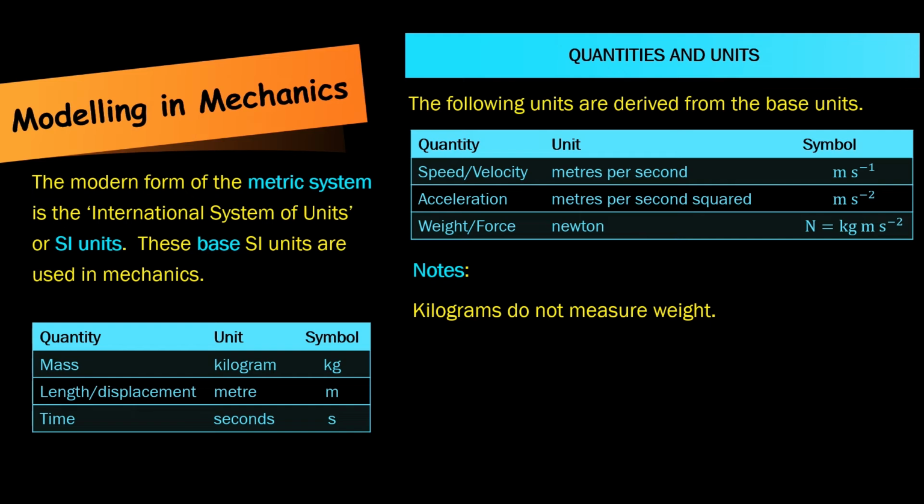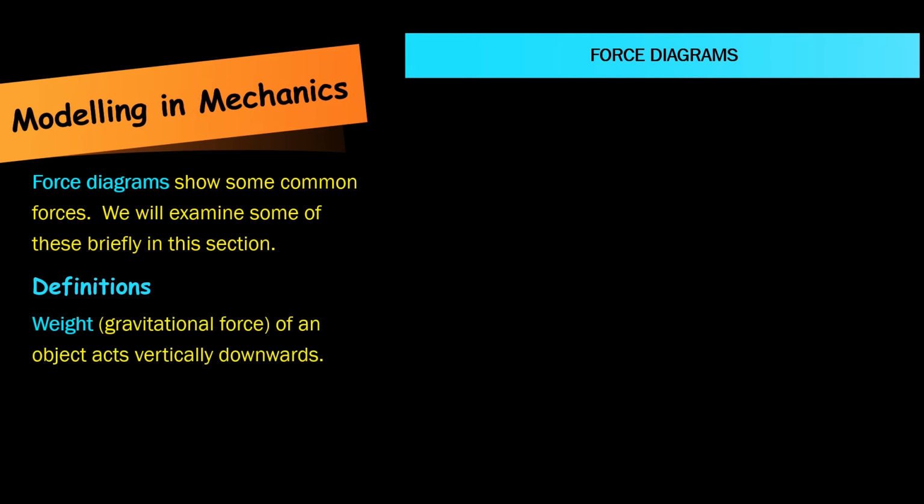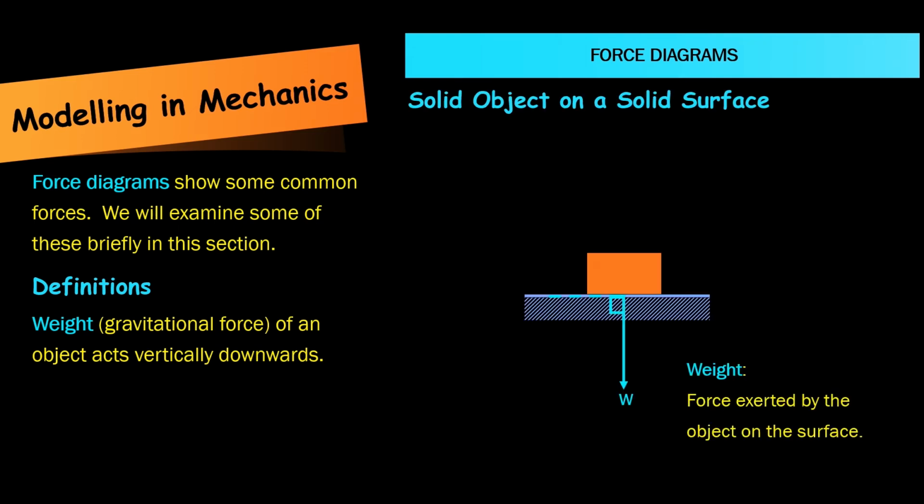Do note that kilograms do not measure weight. Kilograms measure mass. Also, weight is a force and measured in newtons. Force diagrams show some common forces. We will examine some of these briefly in this section. The weight or gravitational force of an object acts vertically downwards. So the force exerted by the object on the surface.